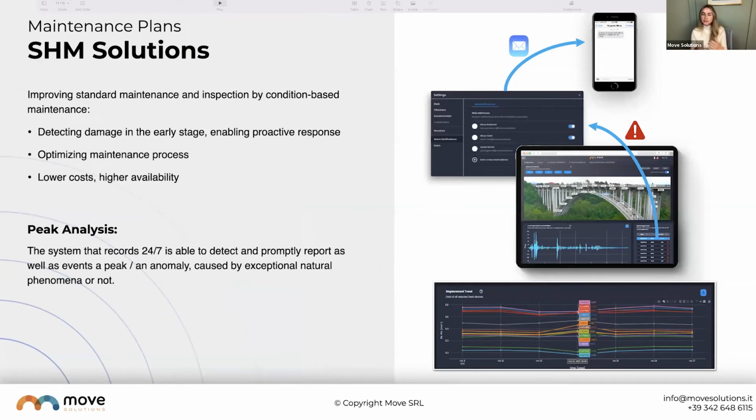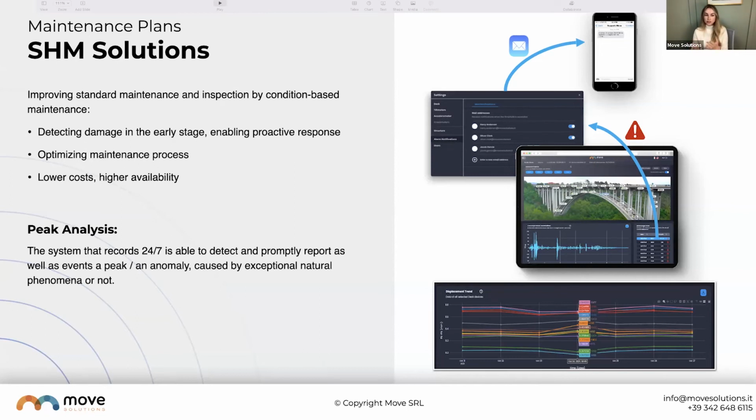So the structural health monitoring solutions in the maintenance plans is really improving the standard maintenance and inspection by condition-based monitoring. And that's giving you the opportunity to detect that damage in an early stage, enabling that proactive response and optimizing the maintenance process. You're able to see which structures are structurally safe and sound and which ones aren't. And you're able to prioritize your resources and put the resources where they need to go.